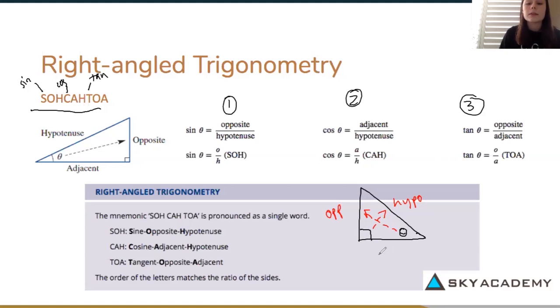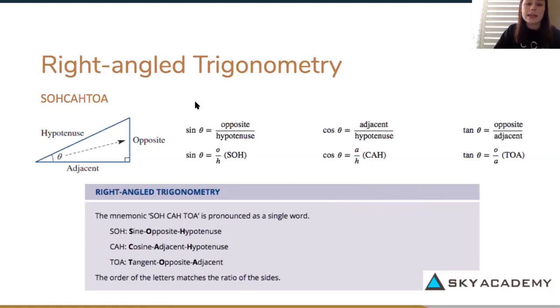So that's a quick and easy way to remember which labels go with which. You just remember the two landmarks, your right angle and your marked angle. Opposite the right angle is going to be the hypotenuse, and opposite our marked angle is going to be our opposite. And the leftover one is going to be our adjacent. So now we know the three formulas for sine, cos, and tan, and we know how to label our right angle triangle. We're going to have a look at an example.